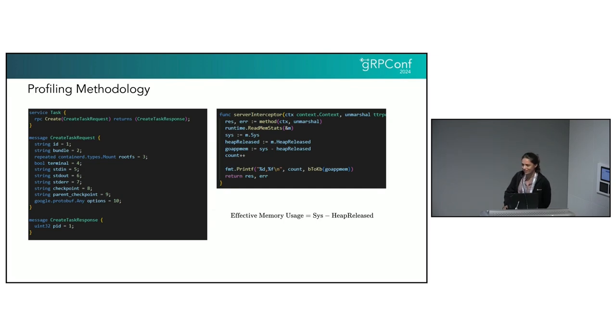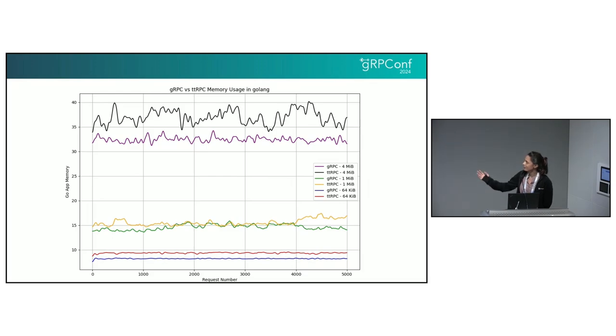Next, we plotted the data for the two protocols. We did this for three different payload sizes, from 64 KiB to 4 MiB. On the x-axis, again, there is the request number, and on the y-axis you will see Go app memory in MiB. The lines represent the payload sizes.